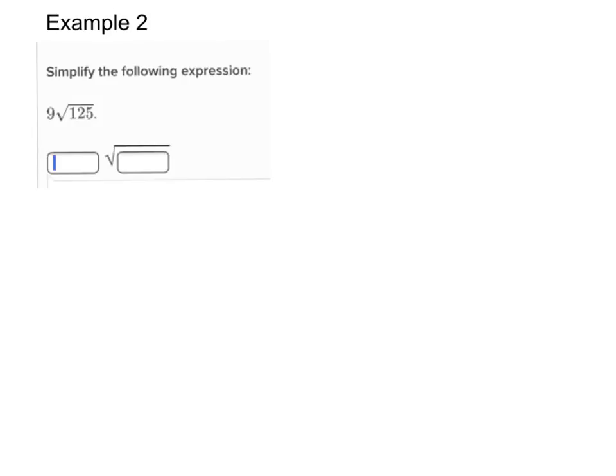So right here, let's look at example 2. This says simplify the following expression. 9 times the square root of 125. Okay, so I'm going to write that over here. 9 times the square root of 125. And remember, because they did not write the root here, it's understood to be a square root, okay?